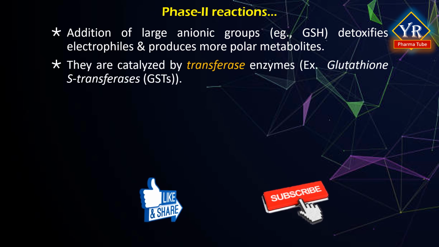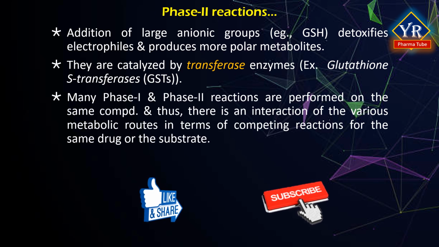These reactions are catalyzed by a large group of enzymes called the transferases, which in combination can metabolize almost any hydrophobic compound that contains nucleophilic or electrophilic groups. One of the most important classes of this group is the glutathione S-transferases. Many of the reactions of both phase 1 and phase 2 are capable of being performed on the same compound, and thus there is a possibility of interaction with the various metabolic routes in terms of competing reactions for the same drug or substrate molecule.